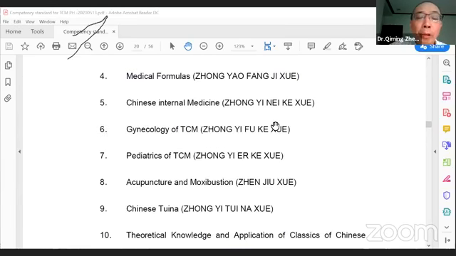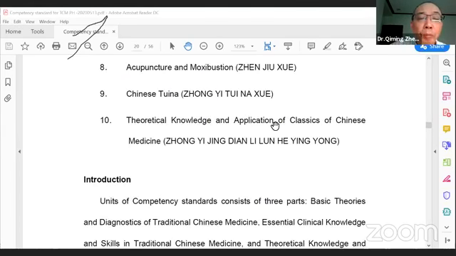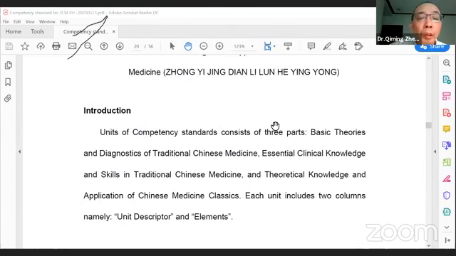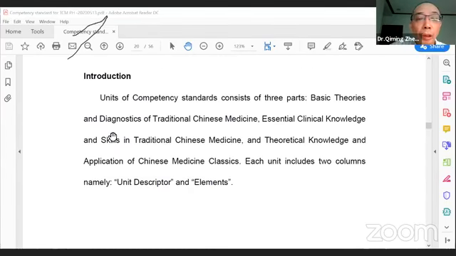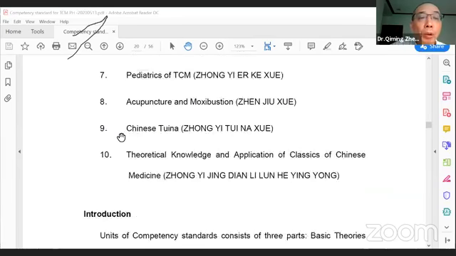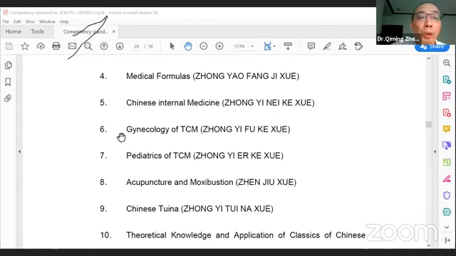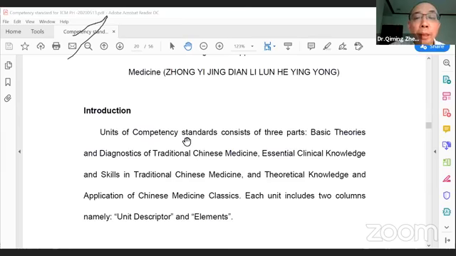Even if you are an acupuncturist or Chinese medicine practitioner, you will know the unit competency. For this unit of competence standard, the format we follow is the Pitahc X16 acupuncture and moxibustion competency standard. So every unit includes 2 columns here, namely unit descriptor and elements.